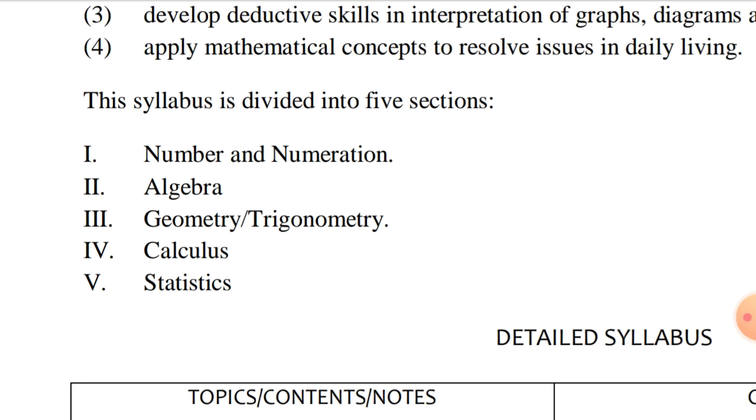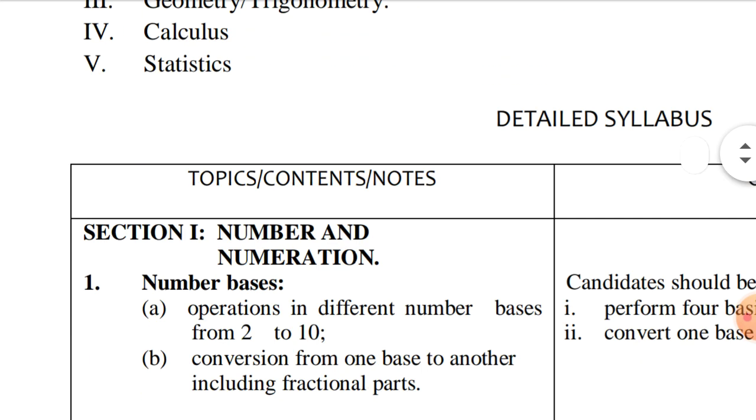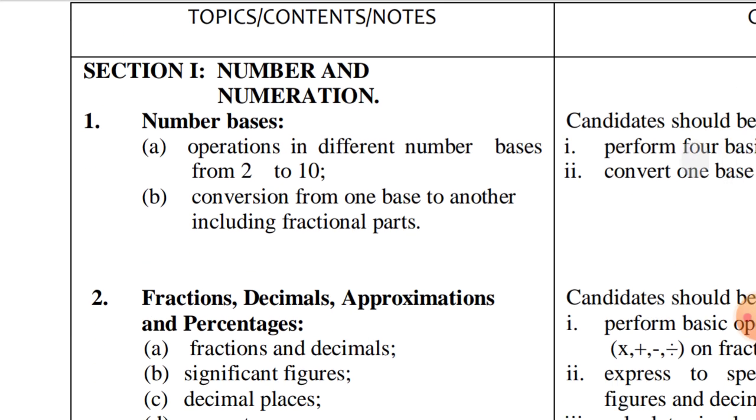Maths questions in JAMB are selected from 5 basic areas in mathematics. Those areas, as you can see, are numbers and numeration, algebra, geometry and trigonometry, calculus, and then statistics. So we'll be looking at the topics under each of these sections. Section number 1 is numbers and numeration.